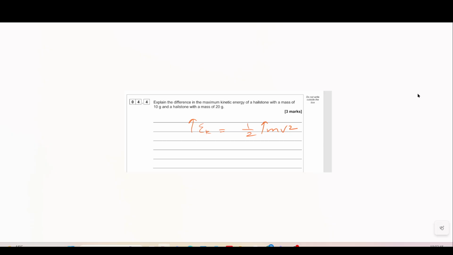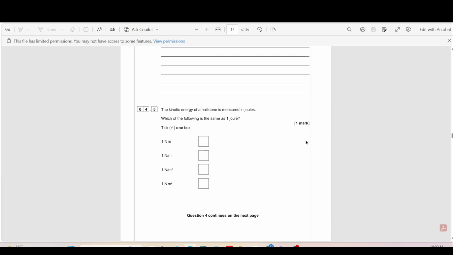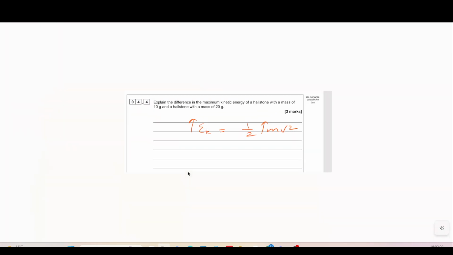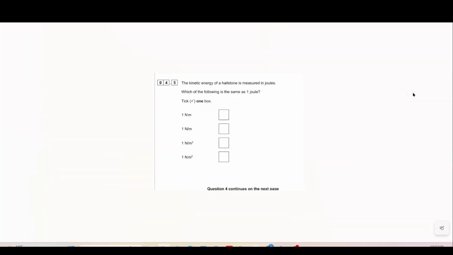Kinetic energy of a hailstone is measured in joules. Which of the following is the same as 1 joule? Newton meter. Can you explain how you got Newton meter? Is it the one without the dash, or the one with the dash? Without the dash, because the formula for energy, or work done, is force times distance. Force unit is Newton and distance is meter, so Newton meter. This first option is correct.